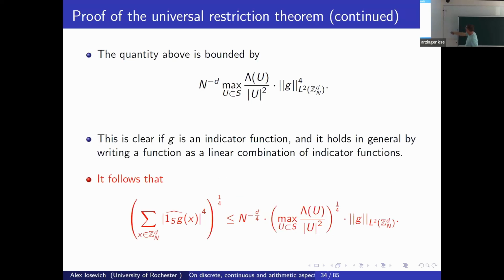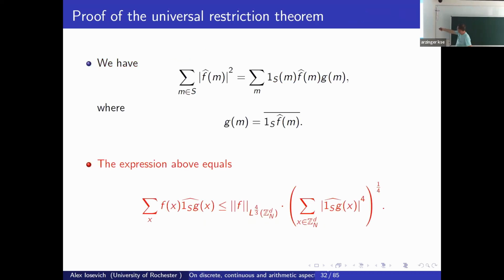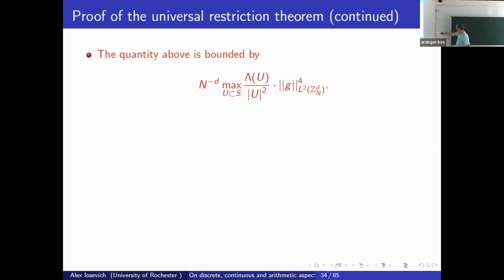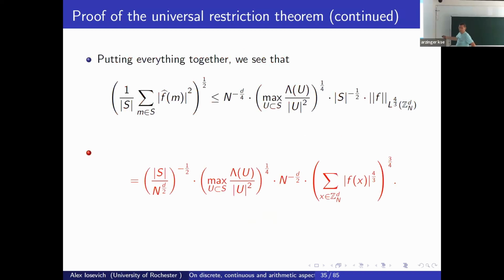Because the interesting point here is, do you remember what G was? G was just a complex conjugate of 1s times the Fourier transform of f. So it's the same quantity. So the L2 norm of G is just the square root of the quantity we started with. Okay, let's go back. G is just a complex conjugate of the Fourier transform restricted to S. And on the left-hand side, we have the L2 norm squared of G. So when we end up with the L2 norm of G, it simply travels over to the other side of the equation. And we get the result.